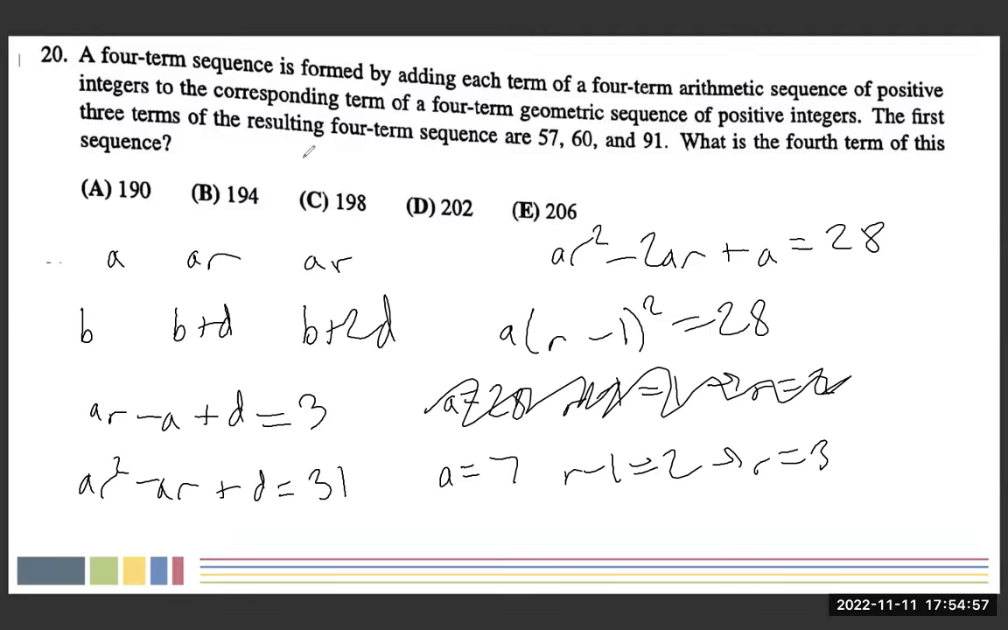But if we try this one, we get 7, 21, 63 for the geometric sequence, and the arithmetic sequence is 50, 39, 28. This is what we needed, because these sequences are all positive integers. Now we can just solve for the 4th term. 7, 21, 63 becomes 189 on the next term, and 50, 39, 28 becomes 17 on the next term. Summing the two of these numbers gives us 206.